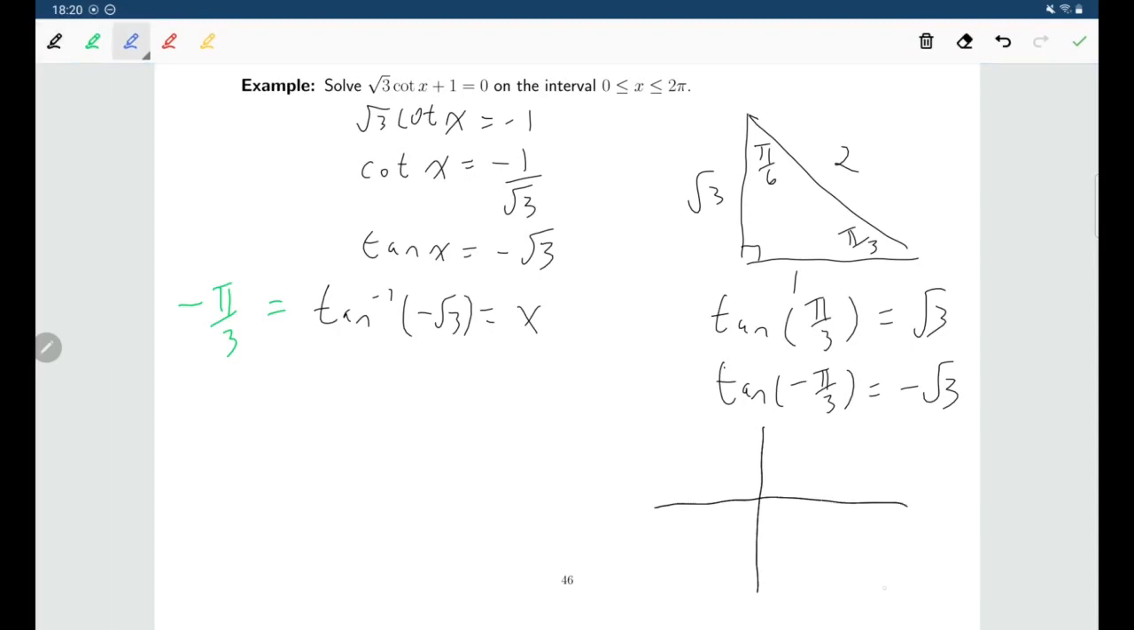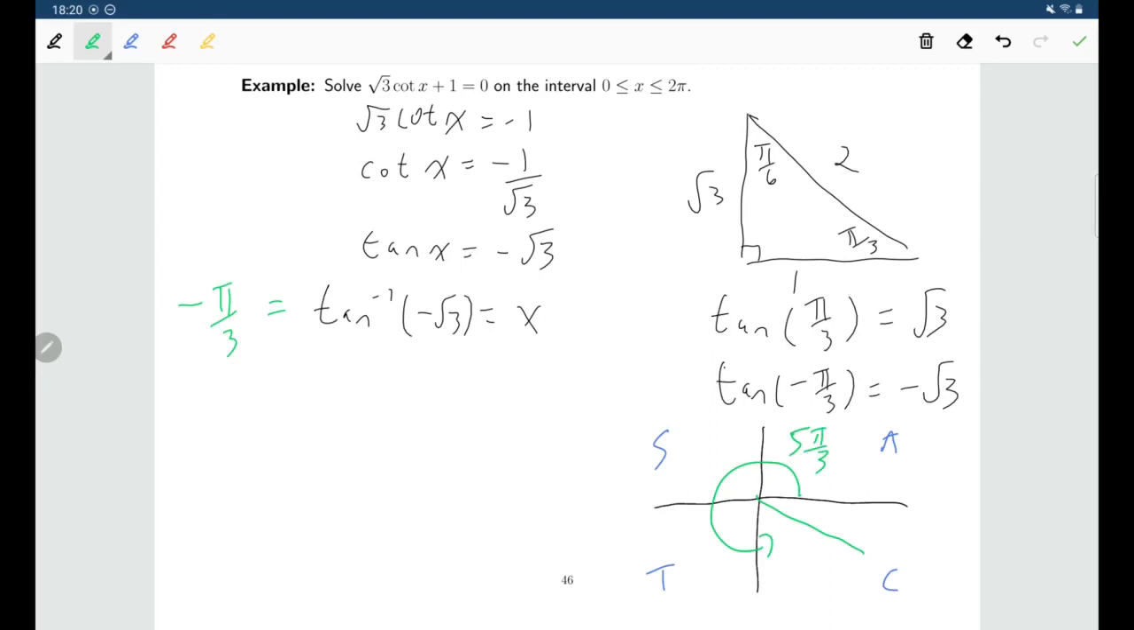Remember that tangent has two places where it's going to be positive and two places where it's going to be negative. It's going to be negative in quadrant 4, and it's also going to be negative in quadrant 2. We know that the angle negative pi over 3 would give us the right value for tangent of negative root 3. But like I say, that value of negative pi over 3, that's not how we're going to think of that angle, because that angle is not in this interval. So instead, I'll think about it as positive 5 pi over 3.